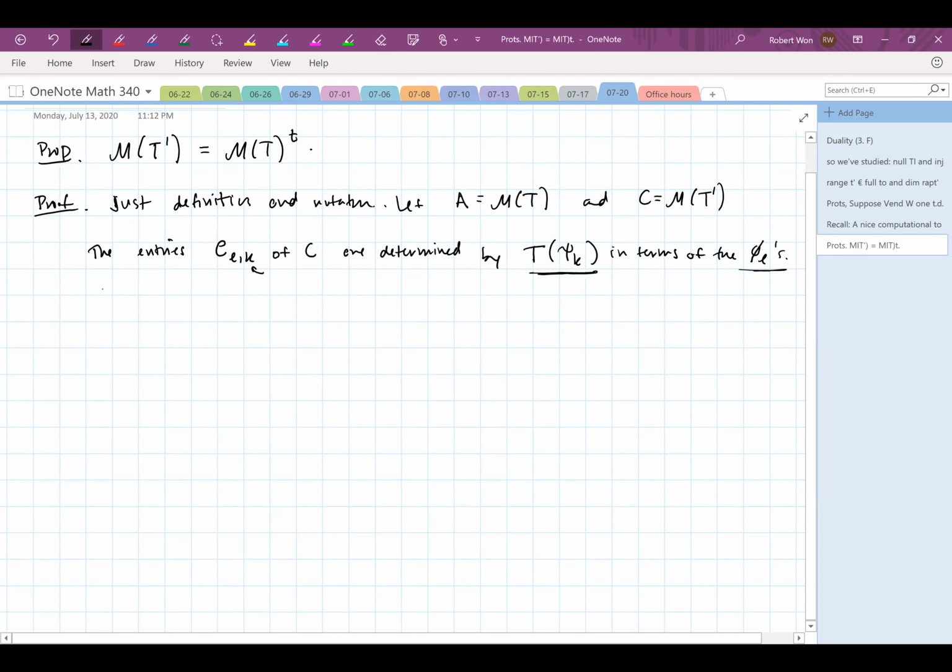So for each k with 1 less than or equal to k less than or equal to M, that's the number of psi's we have, the dual basis of the W's, T dual applied to psi k is just the sum from L equals 1 to N of C_LK phi_L. All this is saying is that the kth column of C tells you what T dual does to psi k written in terms of the phi_L's.